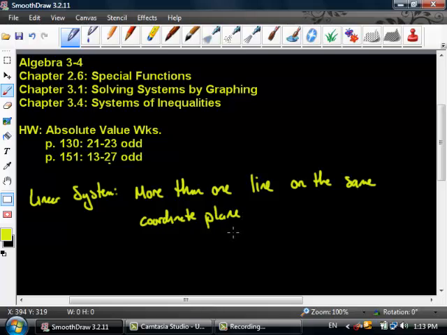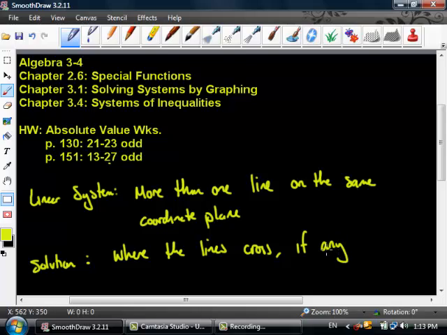And so if we're graphing more than one line on the coordinate plane, what do you think we'd probably be interested in? Justin? Yes, but in the sense that they do something. Joshua? Where they intersect. Yeah, so the solution to a linear system is where the lines cross, if any, right? Because we know that there's a special case of lines that don't cross. What are they called? Parallel, right?